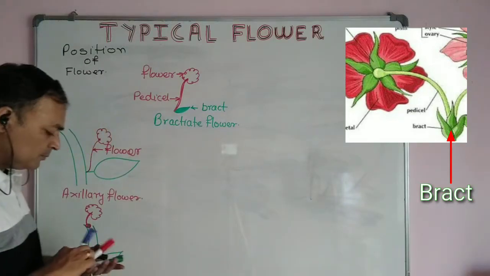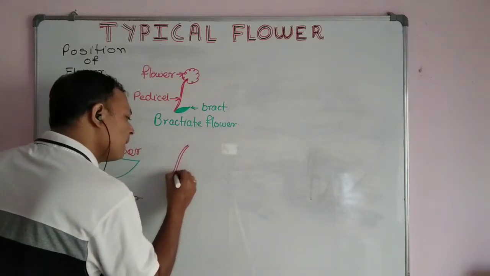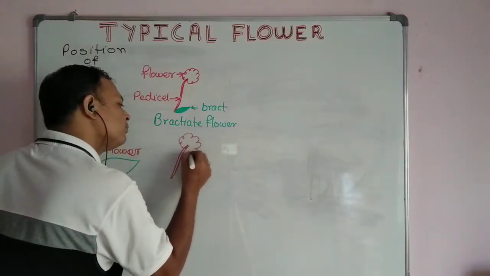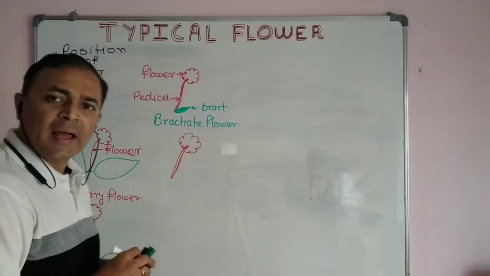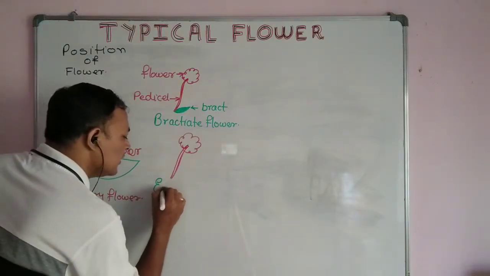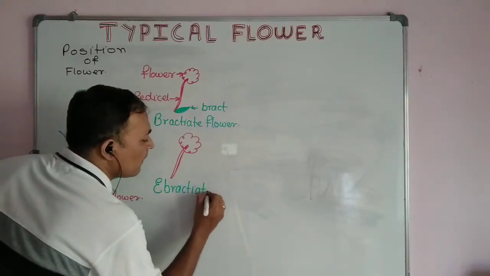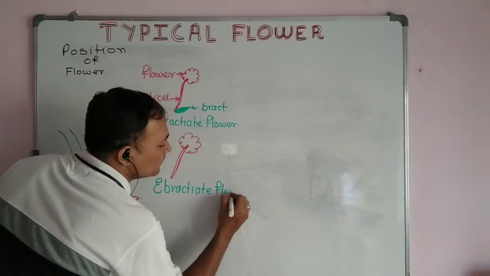If a flower is there but the bract is absent, then it is called an ebracteate flower.